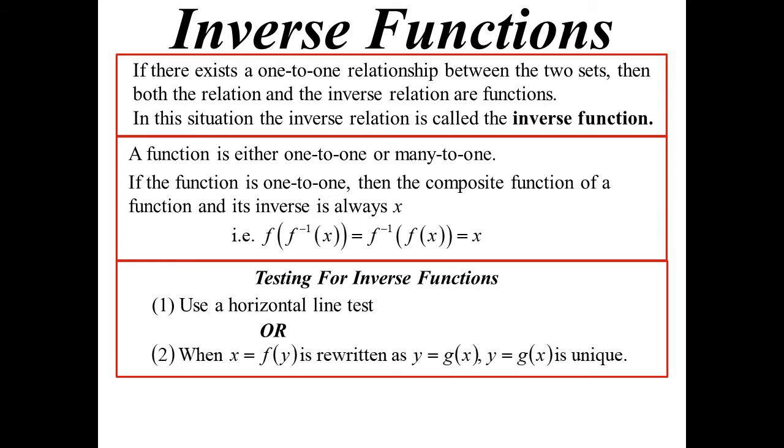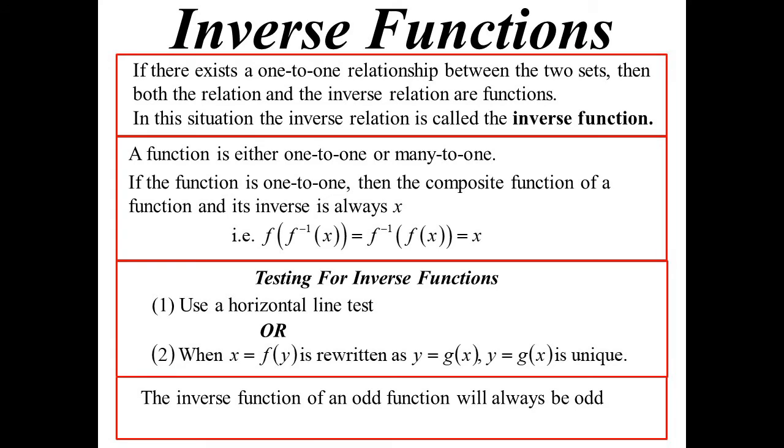And the other way then is to rearrange it, so swap the x and the y around, and you'll end up with x equals function of y, but make y the subject of that, and you end up with something that is unique. So you don't find yourself saying something like plus or minus the square root. So plus or minus wouldn't be unique. You've got two possibilities.